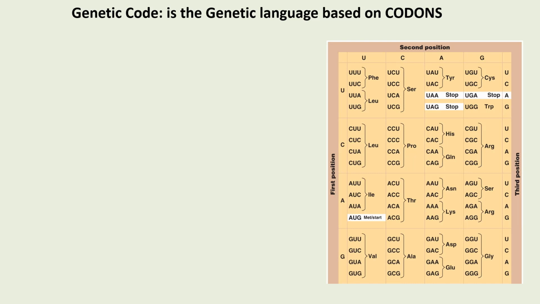Now this genetic code is a template that will tell the ribosome which amino acid it will use to add to that growing chain of amino acids. And by the way, this genetic code is universal. Basically every single organism follows this genetic code.